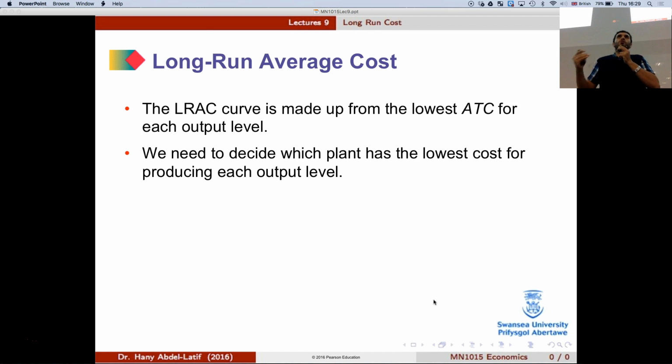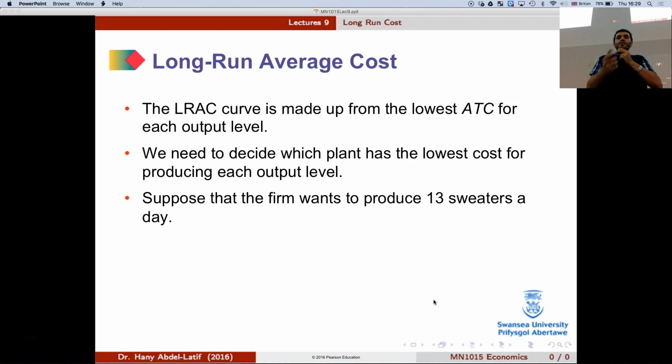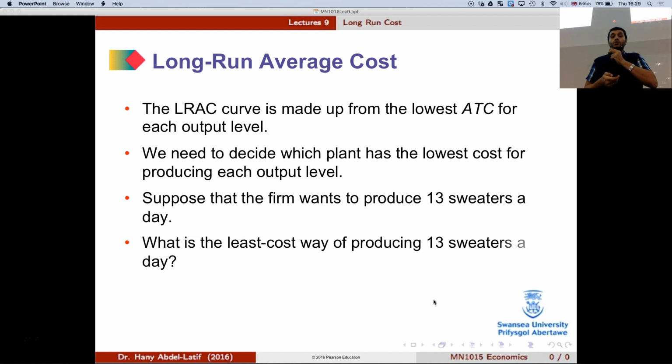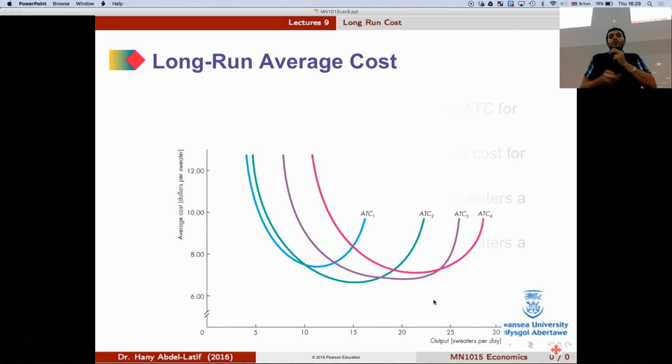If it's not rational, if you choose something different, then you need to look at, if I want to produce 10 units, which plant size will give me this? If I want to produce 15, which plant size will give me the least cost? And so on. So will give me these 10 sweaters per day, and minimize the cost at the same time. So, for example here, if we want to produce 13 sweaters per day, which plant size should we choose? Of course, we agree that we want to choose the least cost way of producing these 13 sweaters per day.